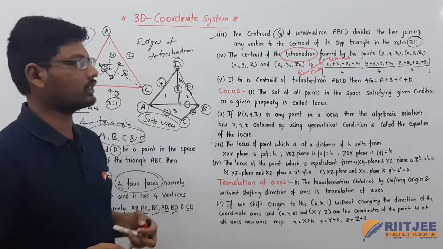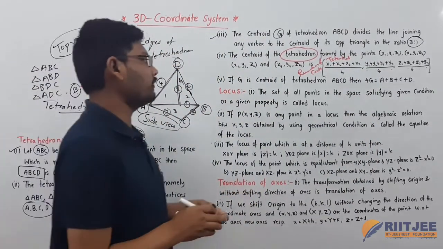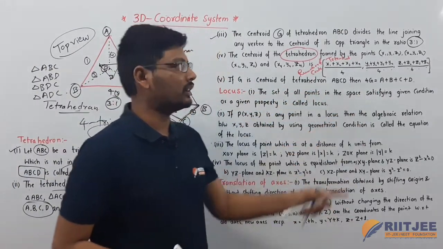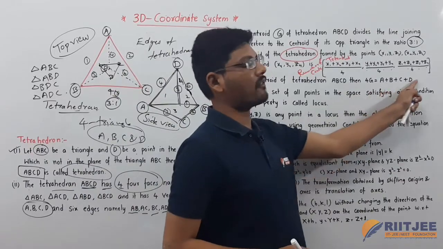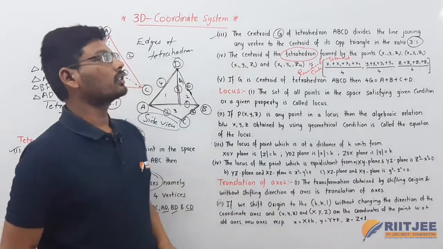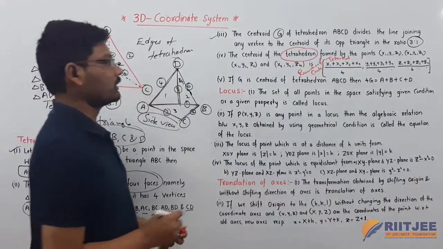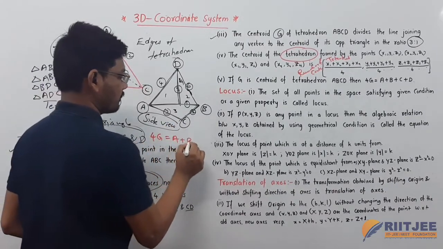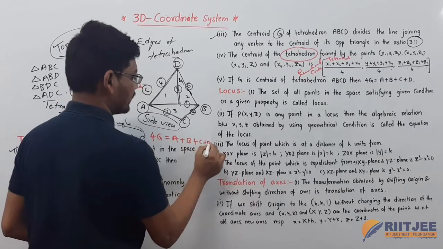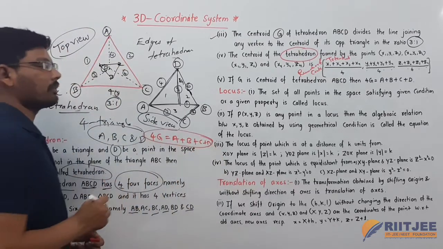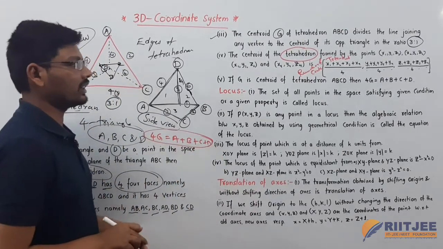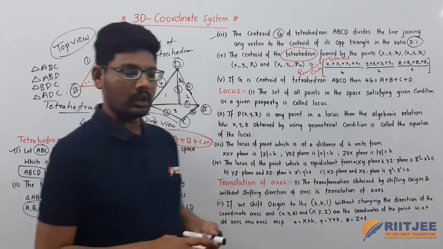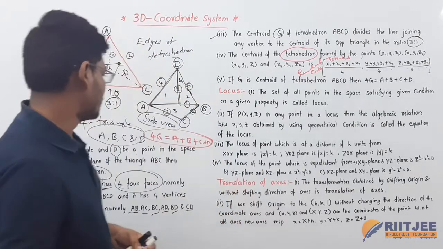You have to remember this formula here. If G is the centroid of a tetrahedron, then the condition is 4G is equal to the sum of the 4 points, A plus B plus C plus D. This is the condition for the centroid of a tetrahedron. This is all about the tetrahedron.